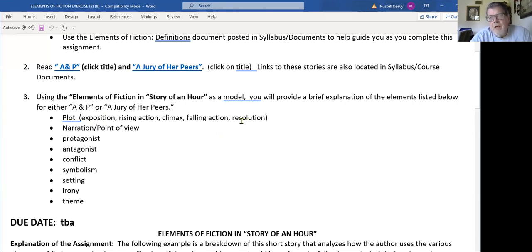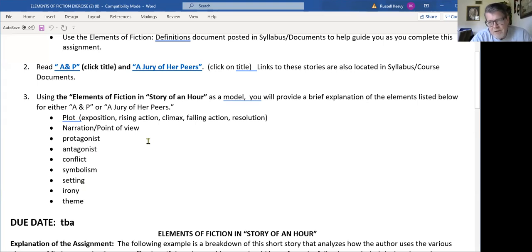A lot of people don't get a very good grade on this because they don't do this. They just kind of retell the story, and that's not what I want you to do. With the narration point of view, who's telling the story? Why is this significant? Who's the protagonist? What makes them the protagonist? So you can't just say, well, Mrs. Millard is the protagonist in Story of an Hour. You've got to talk about what features make her the protagonist, and the same goes for antagonist.